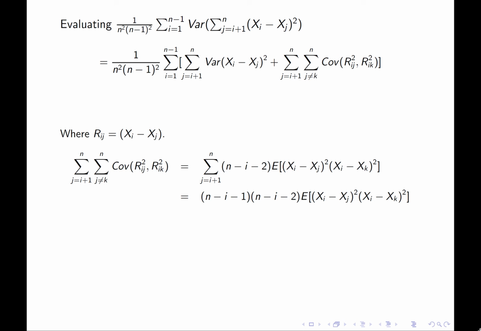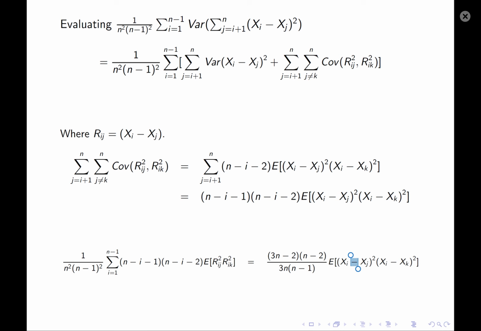So we have n minus i, because j can't equal i, we're going to have n minus i minus 2 lots of expectations, right? And also noting with the covariance, the expectation of Rij squared is 0, so that's why we have this: E[(xi minus xj) squared (xi minus xk) squared], right? And also in the next section, basically we have no j terms to sum, so we can just write this as n minus i minus 1.